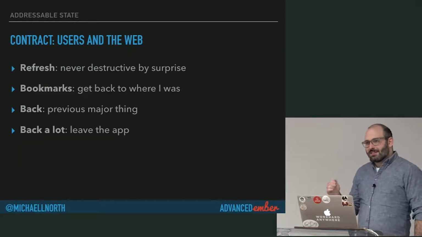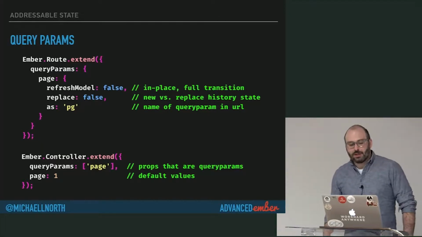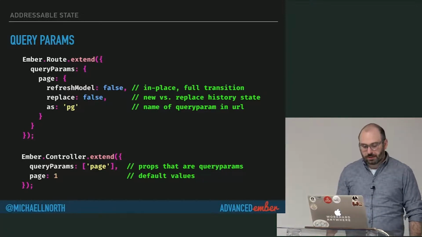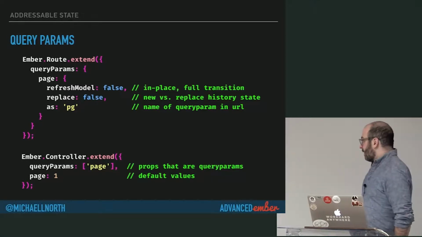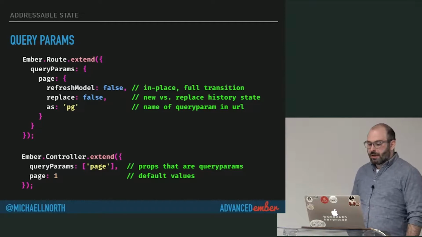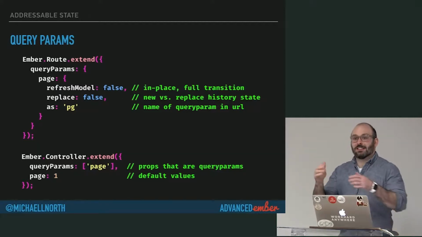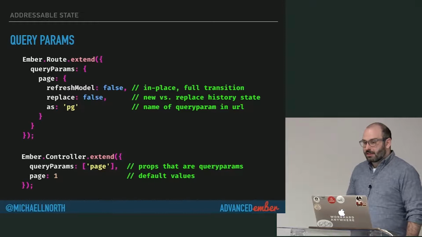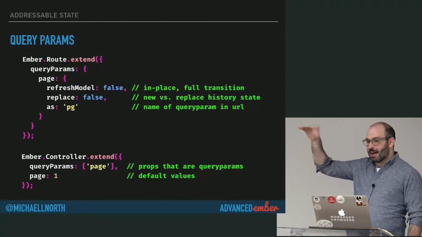So a big asset for handling addressable state in Ember is the concept of query params. And right now, query params involve 2 core Ember objects, a controller and a route. The route is where you're going to have your query param options, and there are 3 of them. The first, refresh model, controls whether you're going to do a full transition. It's called an in-place transition, but you're going to end up calling the model hook again every time the query param is changed. The replace option determines whether you're going to add a new history item in the stack versus update the topmost history item.